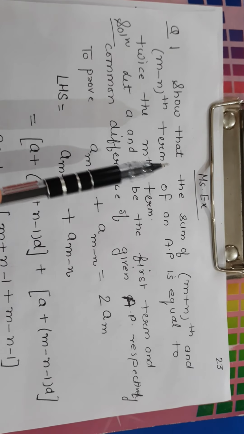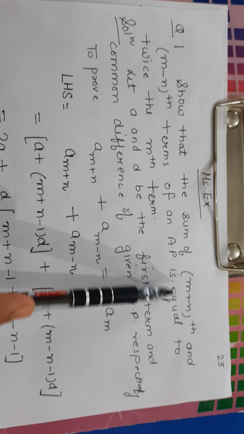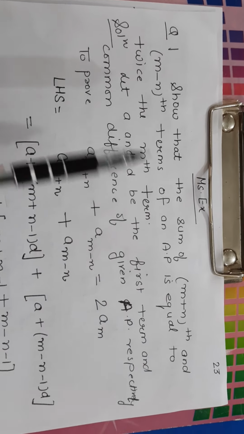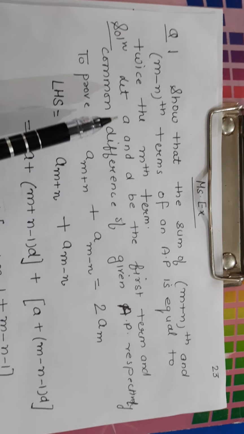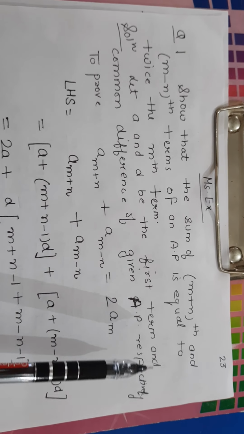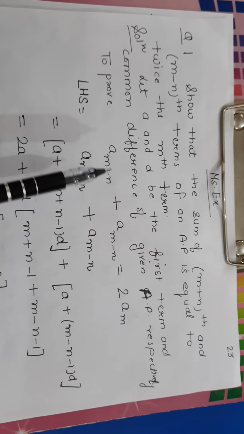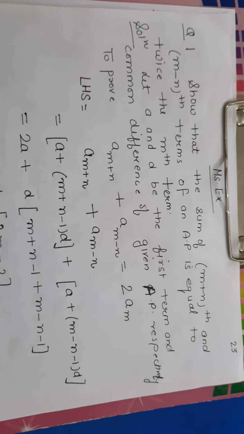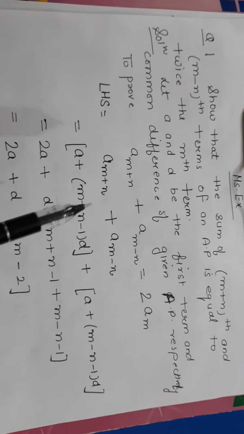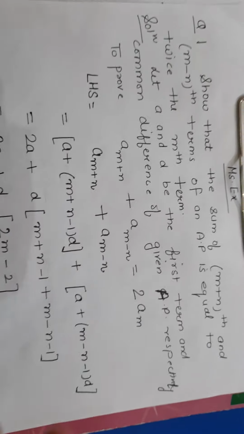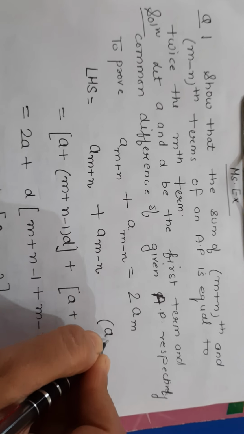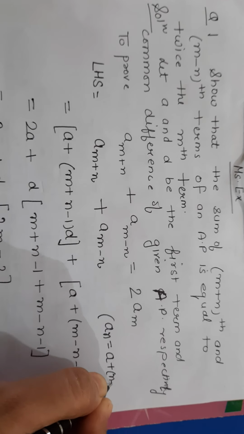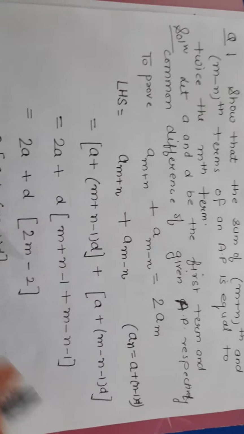First question from miscellaneous exercise. Show that the sum of m plus nth and m minus nth term of an AP is equal to twice of the mth term. Now first you suppose let a and d be the first term and common difference of given AP. You have to prove sum of m plus nth and m minus nth term is twice of mth term. You take your left hand side. We know that the general term of AP, let it be nth term, is given by a plus (n minus 1) into d, right? So apply the formula here.